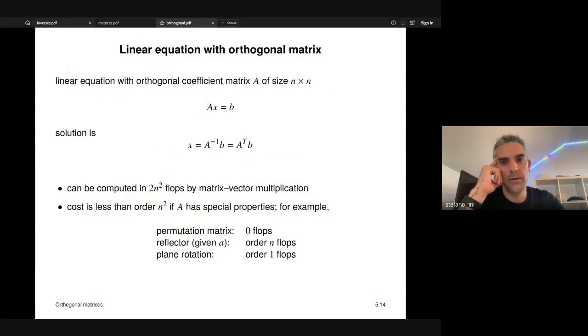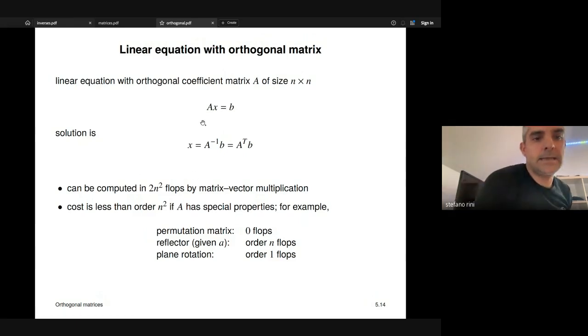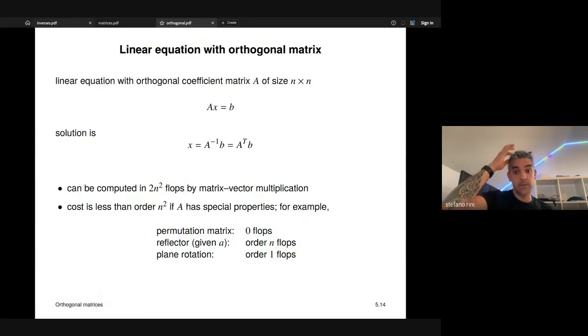Linear equation with orthogonal matrix. Let's say that you have a linear equation with orthogonal coefficients matrix A of size n times n. Then the equation corresponds to AX equal to B, and the solution will be A to the minus 1 B, which is equal to A transpose B. So you will be able to solve it. And in terms of computation, the computation is 2 n square flops for the matrix vector operation, as we saw last time.